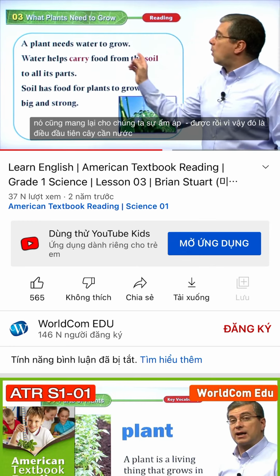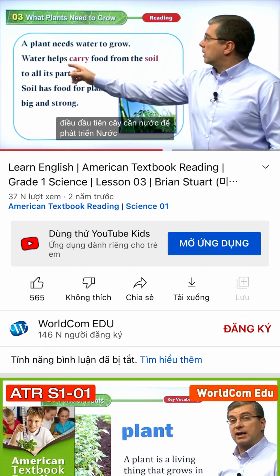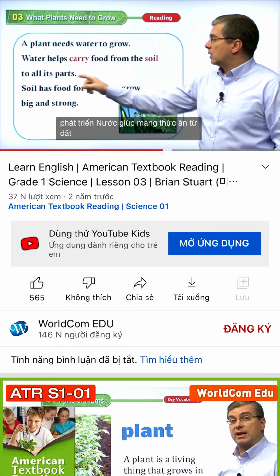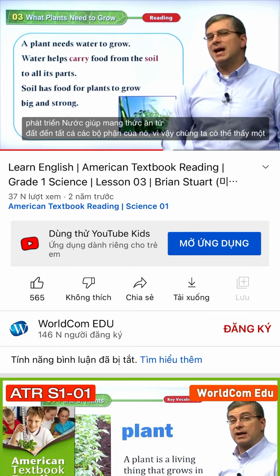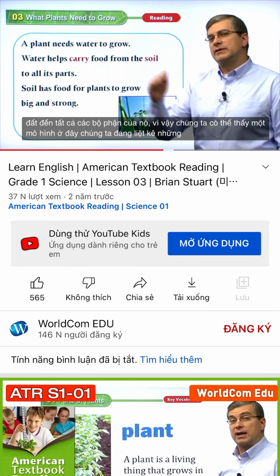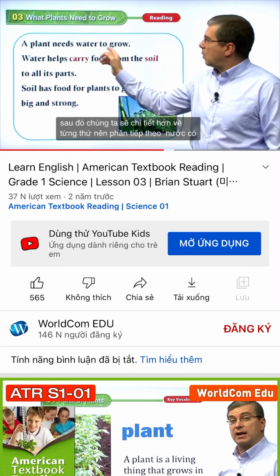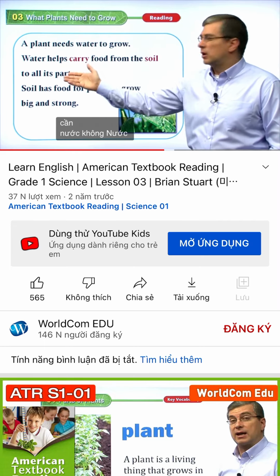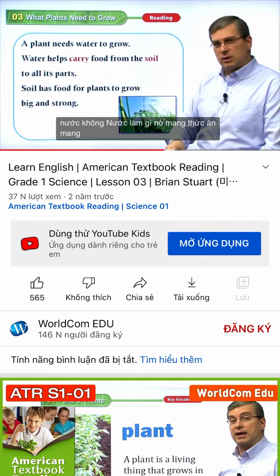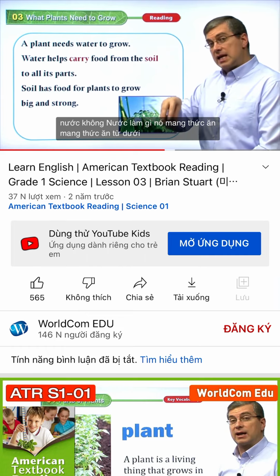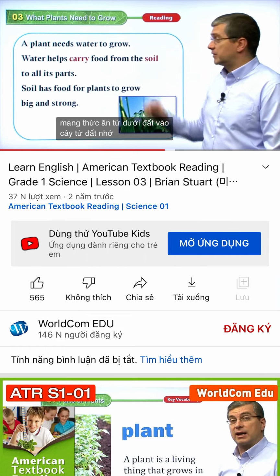A plant needs water to grow. Water helps carry food from the soil to all its parts. So we can see a pattern here. We're listing the different things, then we have more detail about each thing. So the next one is water, needs water. What does water do? It carries food from the ground into the plant, from the soil.